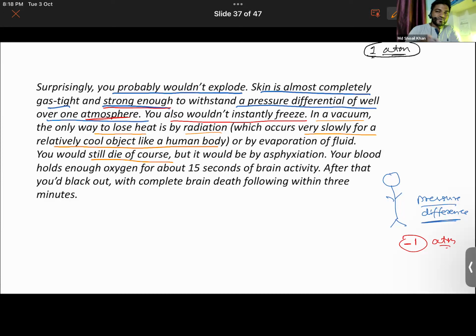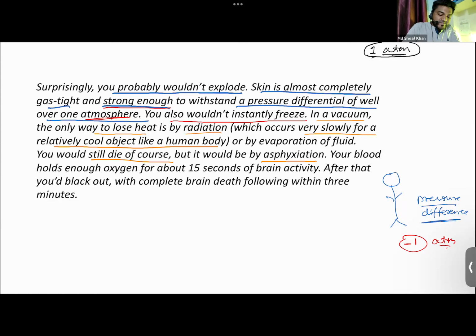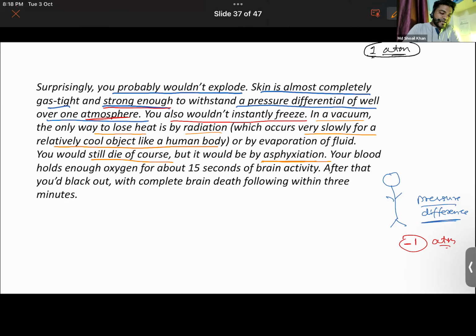So you would still die, of course. A person exposed in space without a spacesuit is going to die. But it would be by asphyxiation. We know that our blood holds oxygen; hemoglobin is carrying the oxygen in our blood. So our blood holds enough oxygen that our brain can function for at least 15 seconds. After that, you would black out, with complete brain death falling within 3 minutes.